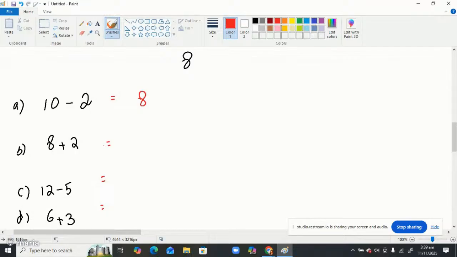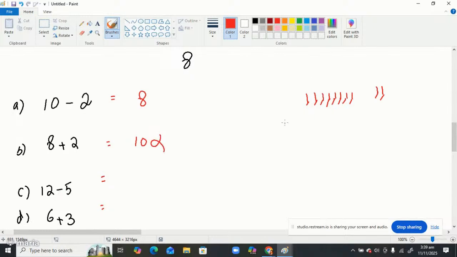So 8 and then you are adding 2. So it becomes, draw 8 lines. 1, 2, 3, 4, 5, 6, 7, 8. Draw 2 lines. Add it all together. 1, 2, 3, 4, 5, 6, 7, 8, 9 and 10. Okay. So this is not an answer.